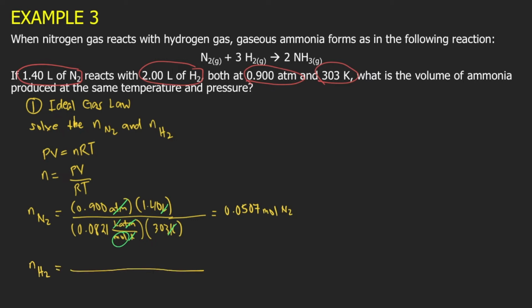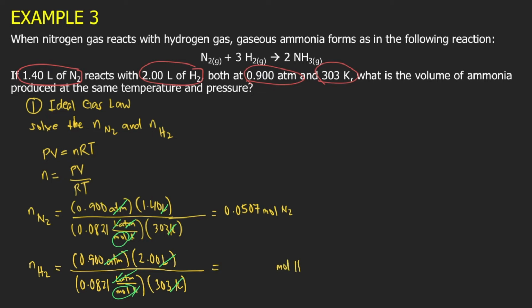Okay, so for the moles of H2, we have the pressure, same, 0.900 atm. The volume of H2 according to the problem is 2.00 liters, divided by the gas constant, 0.0821 liter atmosphere per mole Kelvin. And the temperature is the same, 303 Kelvin. So the units will cancel out, and the remaining unit is moles.